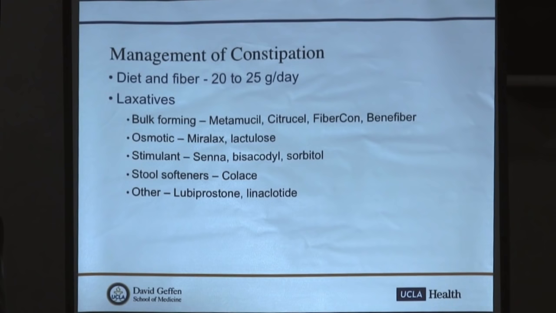There's bulk forming laxatives, which include Metamucil, Citrucel, Fibercon, and Benefiber, and some of these are good. There's osmotic laxatives as well. Examples include Miralax and Lactulose, and these are generally safe to take. Patients can take these long term. Then there's stimulant laxatives, an example is Senna, stool softeners like Colace, and others, and some of the newer agents like Lubiprostone and Linaclotide.